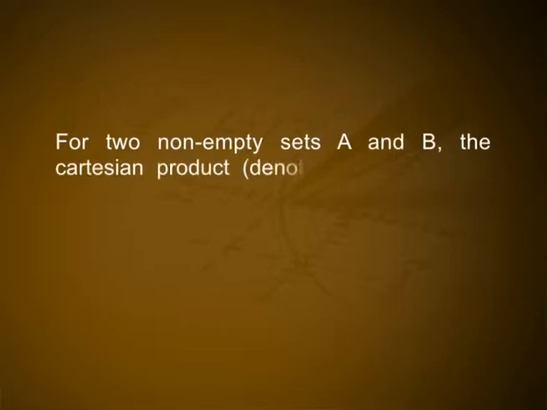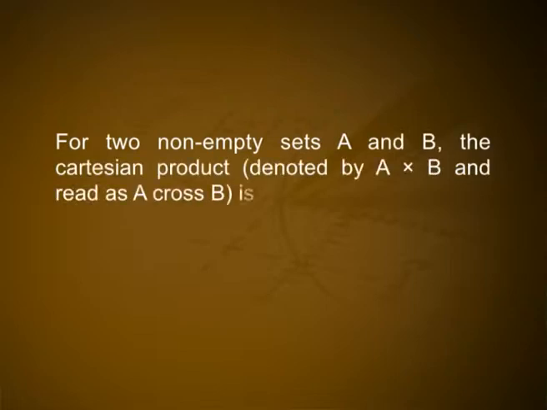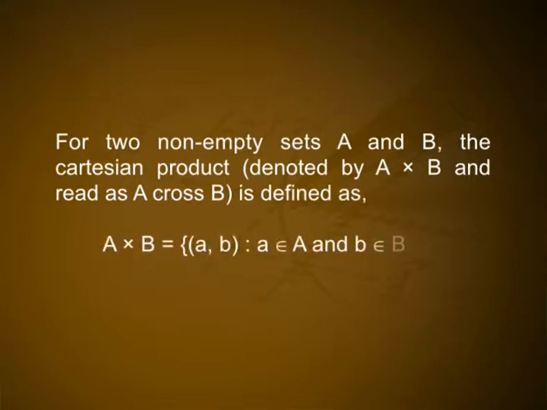For two non-empty sets A and B, the Cartesian product denoted by A cross B is defined as A cross B equals the set of all ordered pairs (a, b) such that a belongs to A and b belongs to B. It is a set of all ordered pairs of the type (a, b) in which the first coordinate a is from the first set A and the second coordinate b is from the second set B. If either of these sets is empty, then the Cartesian product also is empty.